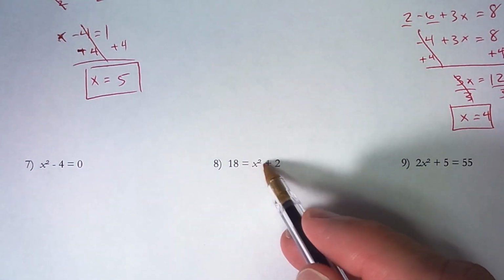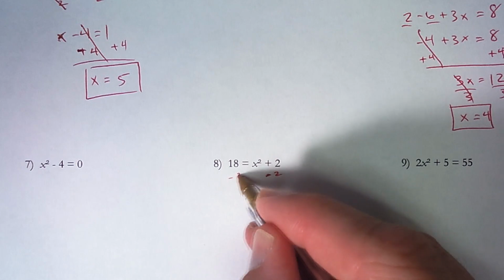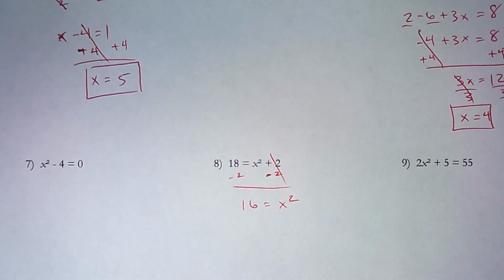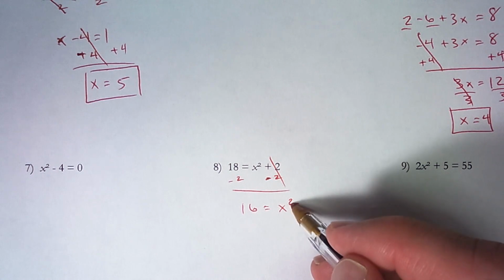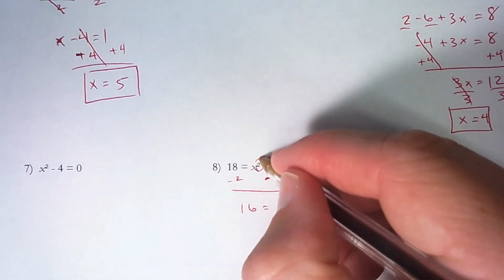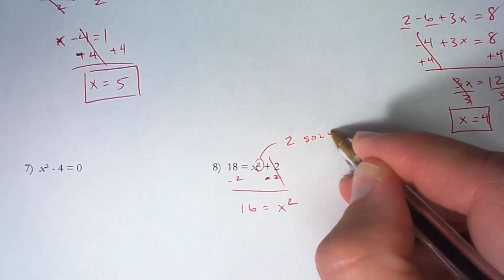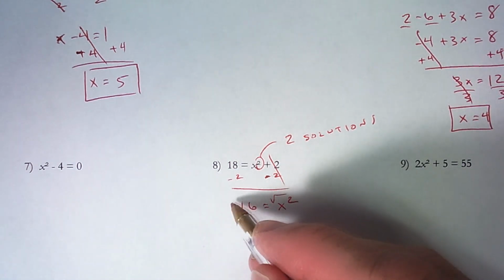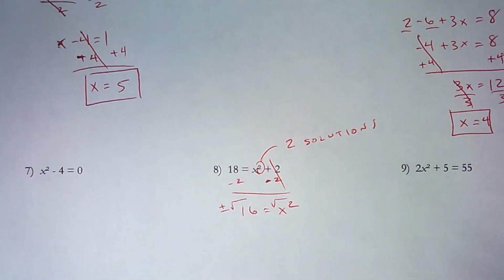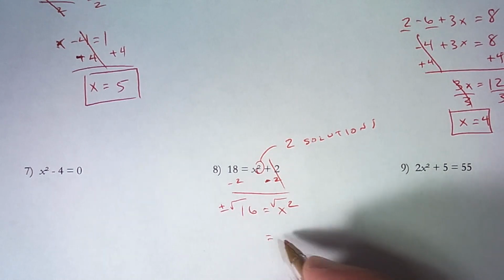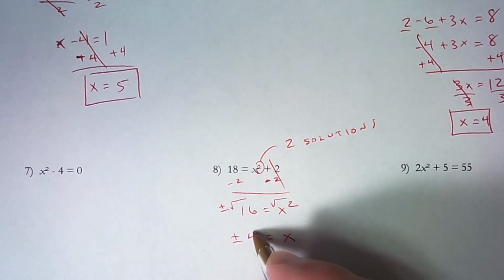Okay, so I've got 18 equals x squared plus 2. So I will subtract 2 from both sides and get 16 equals x squared. Okay, now we have to get rid of this squared. The opposite of squared is a square root. But I want to point out, when I've got an exponent of 2, that means there are 2 solutions. So when I take a square root here, what I really get is plus or minus that square root, and I'll show you why in just a moment. The square root of 16 is 4, so I get x equals plus or minus 4.